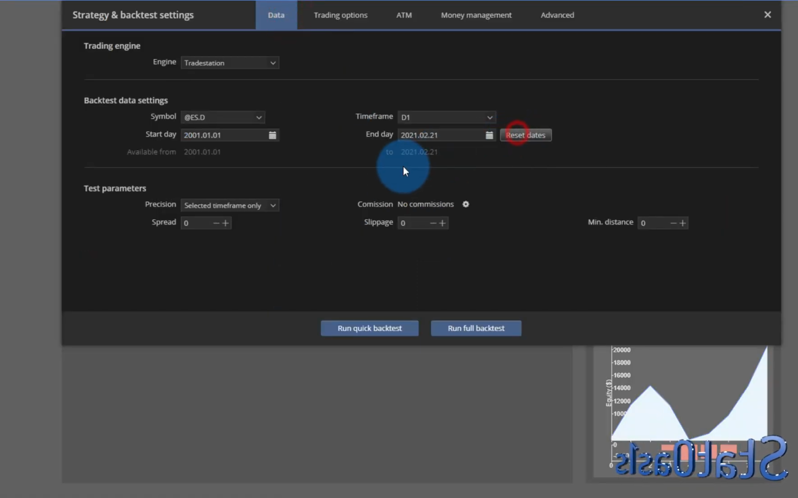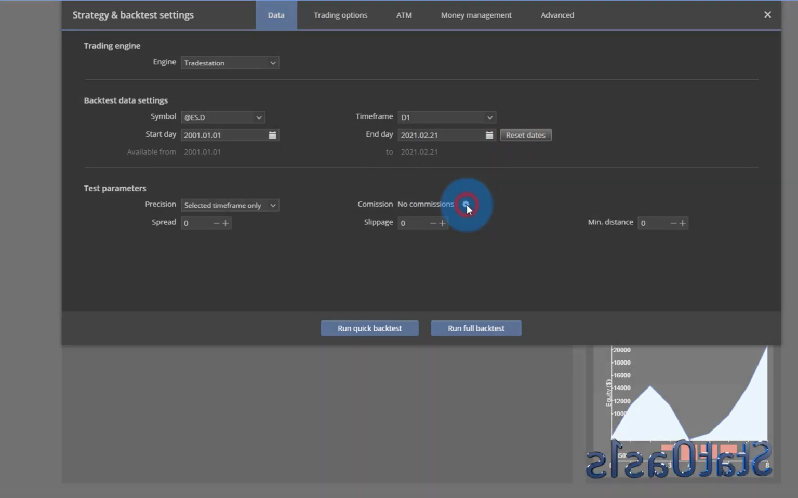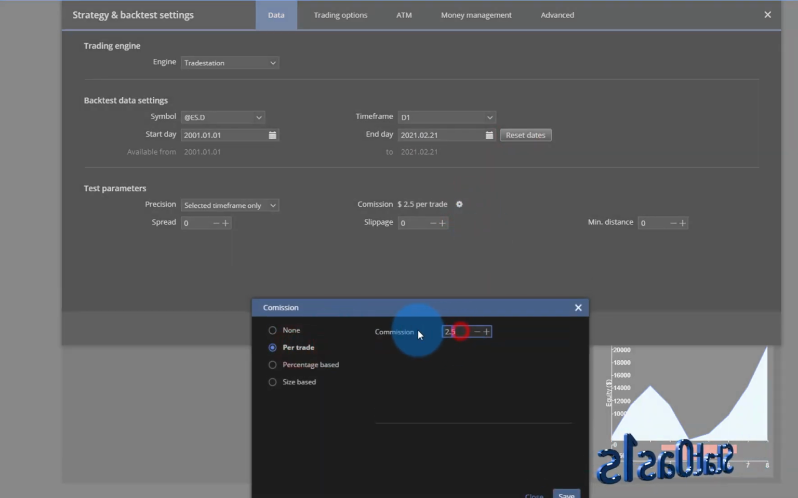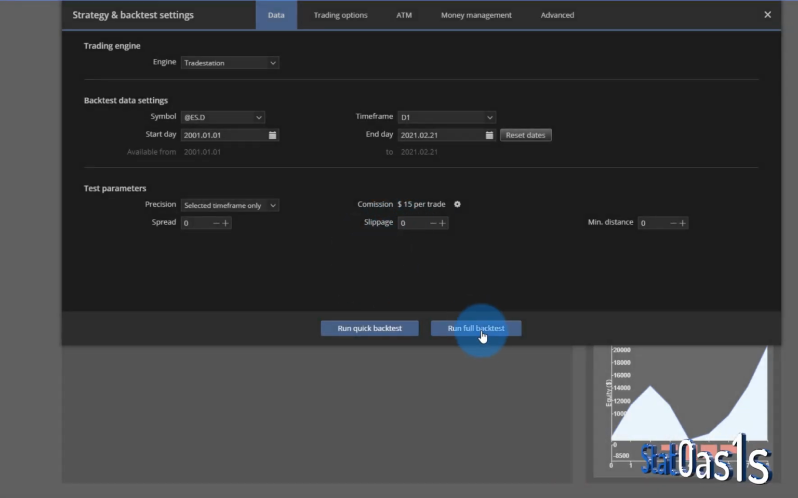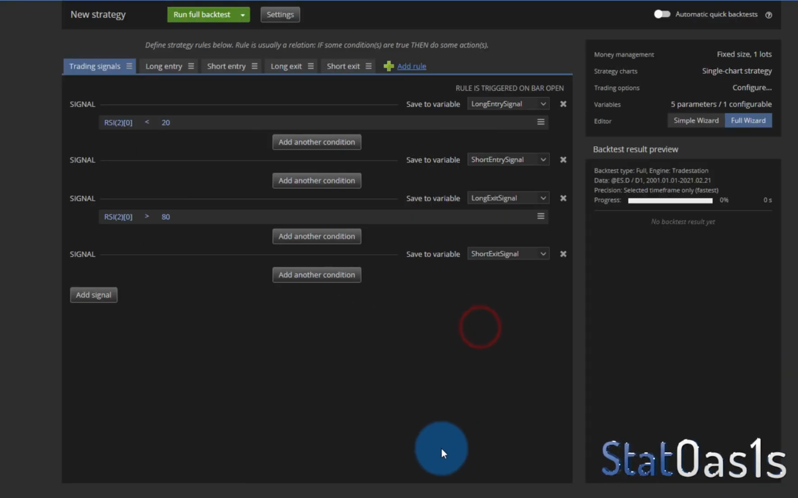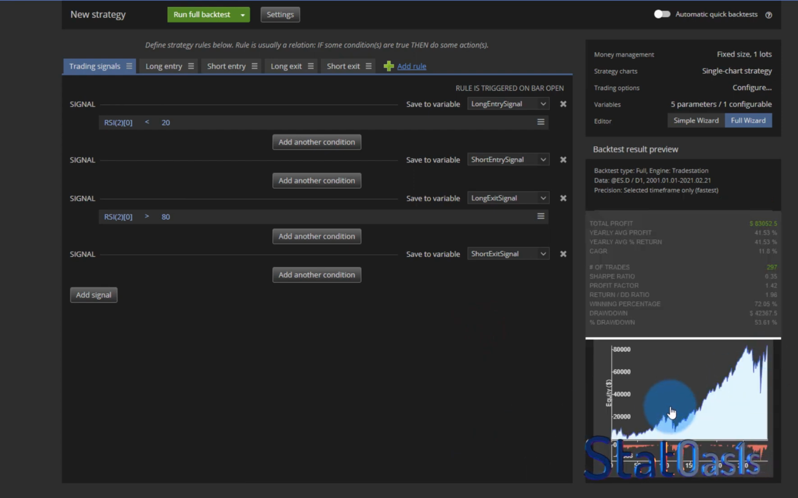And we didn't set the data. And let me set also the commission. So we'll do 15 per trade to cover slippage, because slippage is not working here. And let me run it again. So it's a good strategy, as we know. And mean reversion, any type of mean reversion strategy will work on the ES.